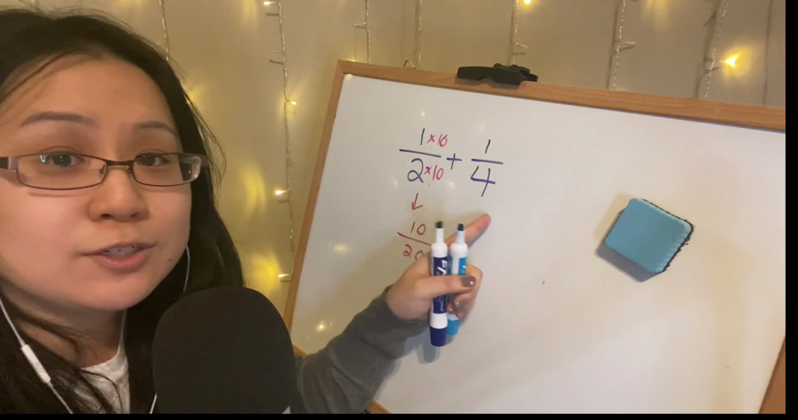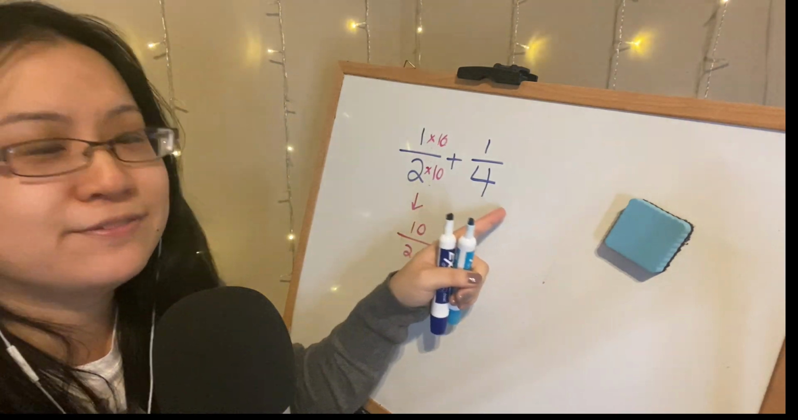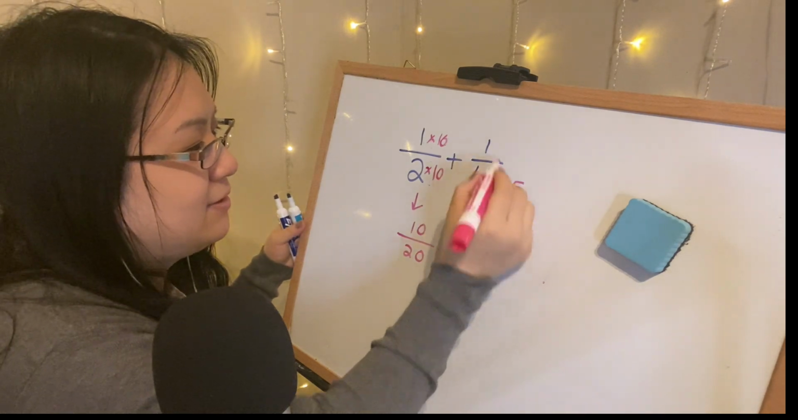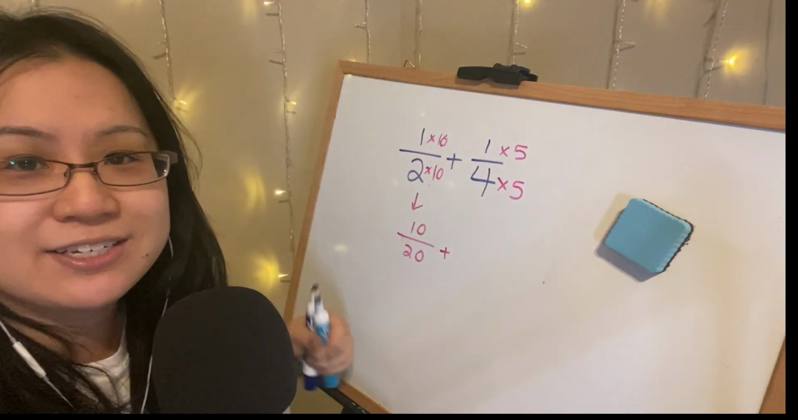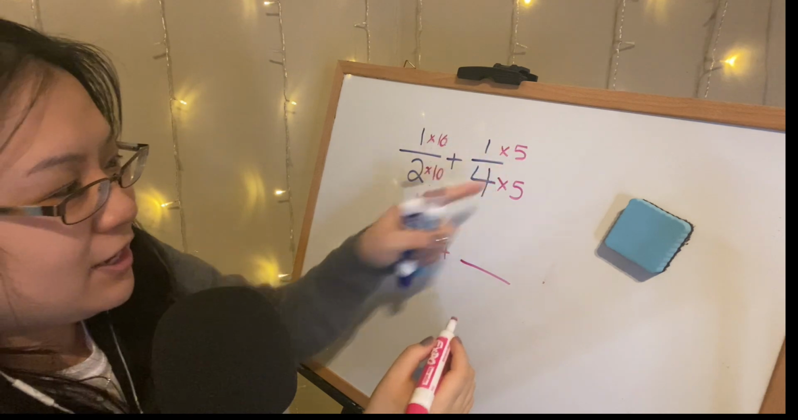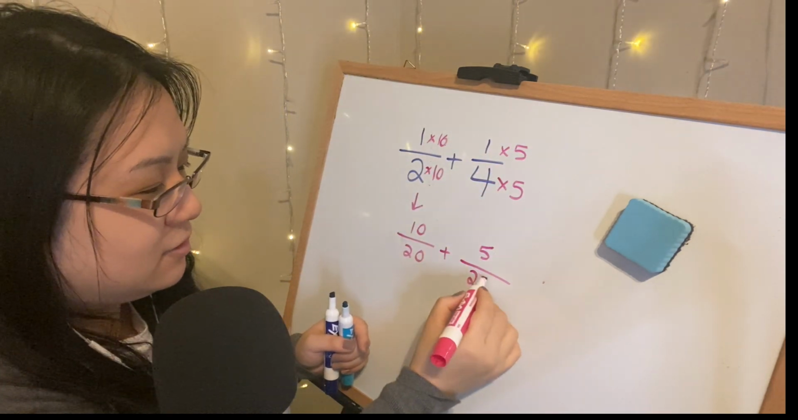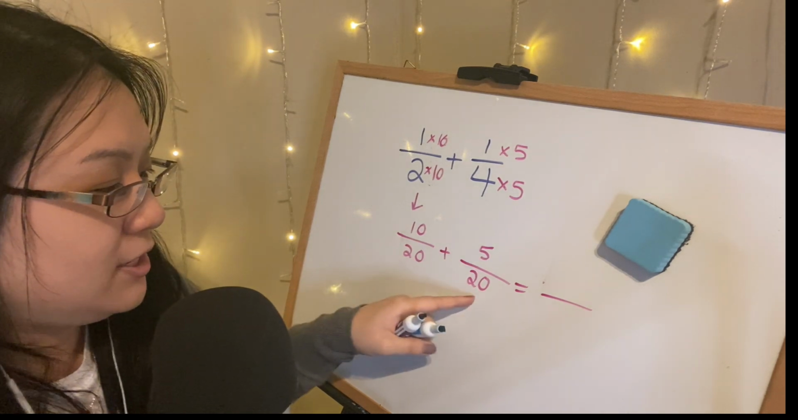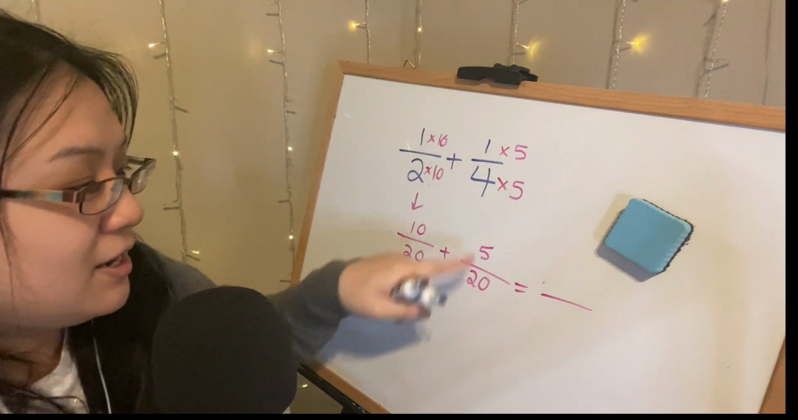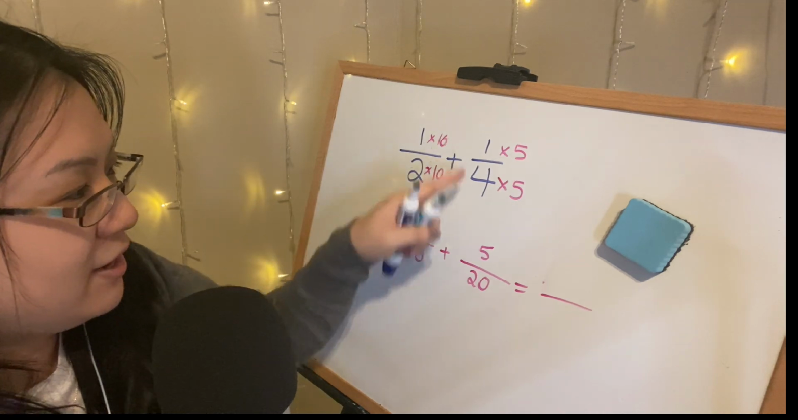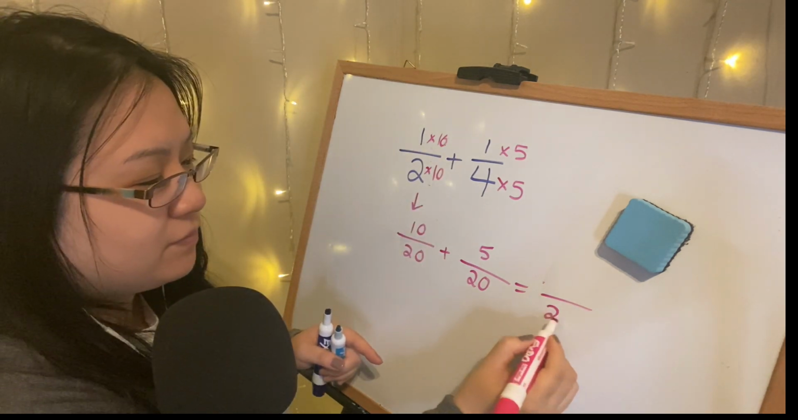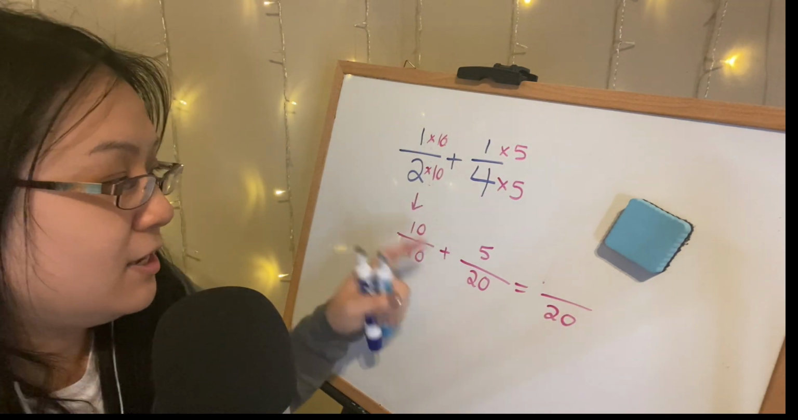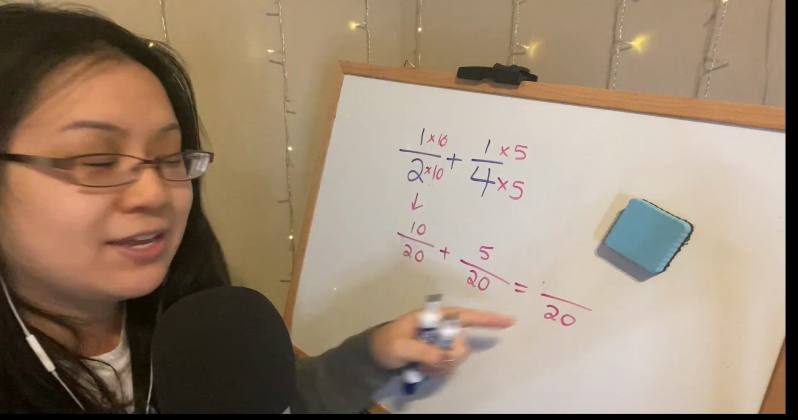To get 4 to 20, I multiply by 5. Very good. So then I would have 5/20. So if I add it like that, we do the 20 and 20. Now they have the same bottoms, and these are each equivalent to 1/2 and 1/4. I go ahead and keep the 20 and do 10 plus 5 is 15.